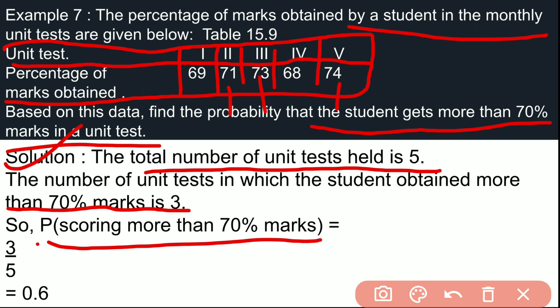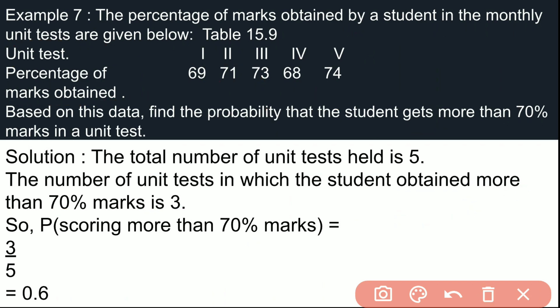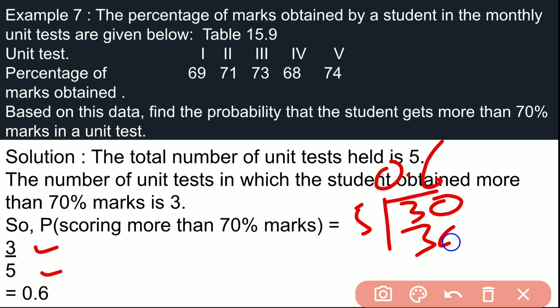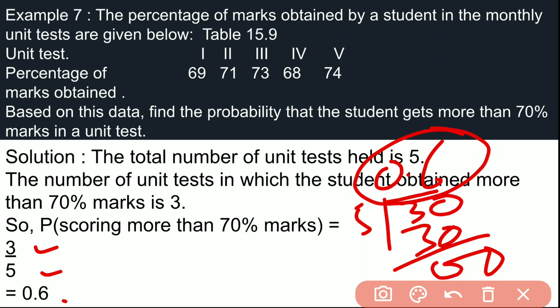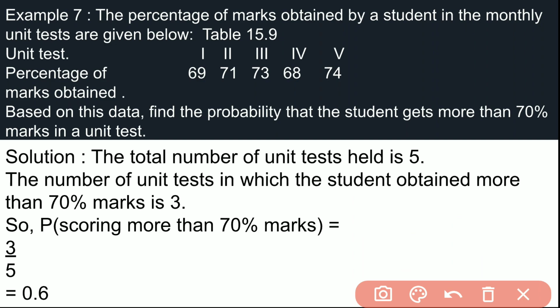So the probability of the event E is equal to the required result by the total result. The required result was more than 70 marks, by the total result of 5. So 3 by 5. Now the question arises how to do 3 by 5. A decimal is used to divide 3 by 5. 0 is inserted and the decimal is put, and 5 sixes are 30, you know very well. This way you come across 0.6 as your solution. This was the solution for example 7.